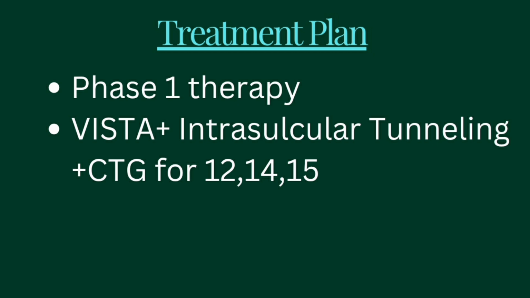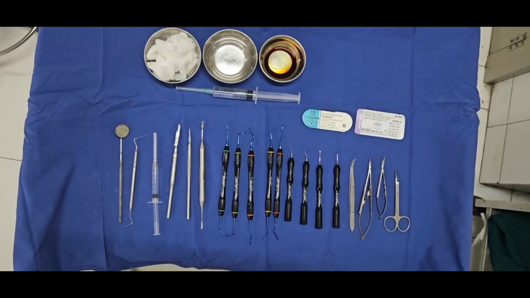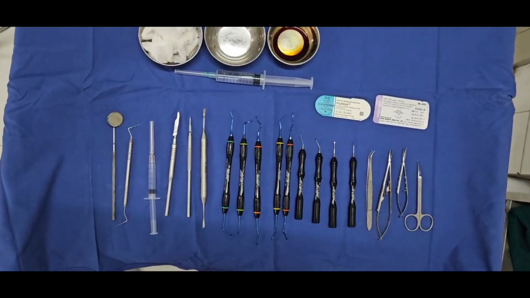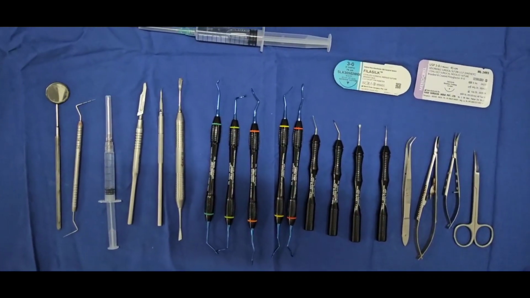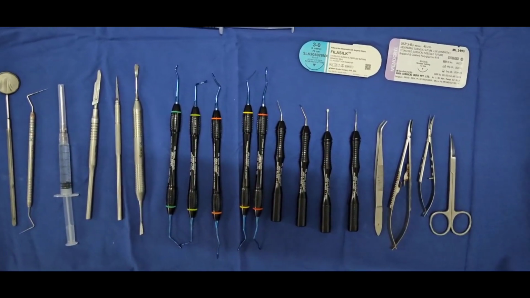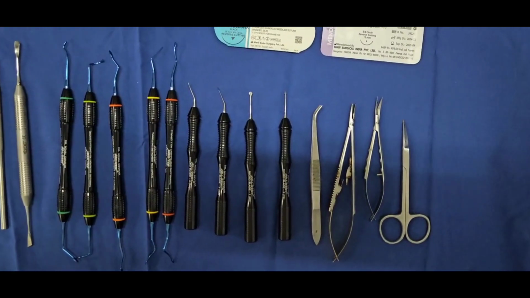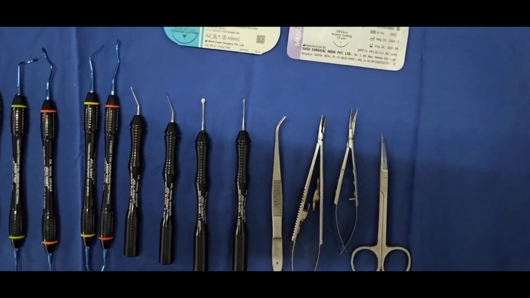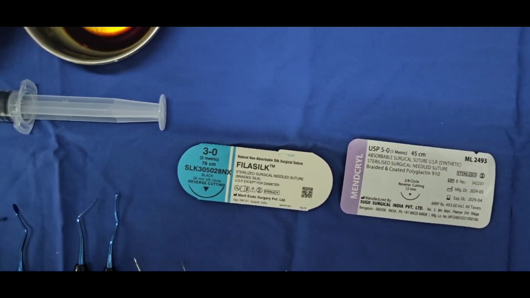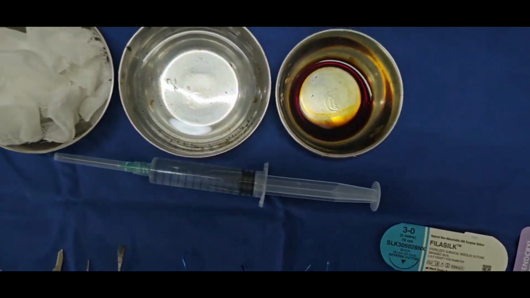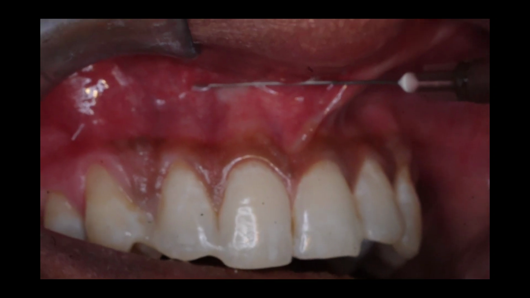For the surgical procedure, here is the layout of the surgical instruments, which includes basic diagnostic instruments, BP handle, 15 number blade, some microsurgical blade, also a set of tunneling instruments and a set of tunneling knives. In addition, we have Castroviejo needle holder, Castroviejo scissor, tissue forceps, resorbable suture for the connective tissue graft into the tunnel, and some non-resorbable suture for closure of the donor site. Here we are using interdental composite stops for anchorage.